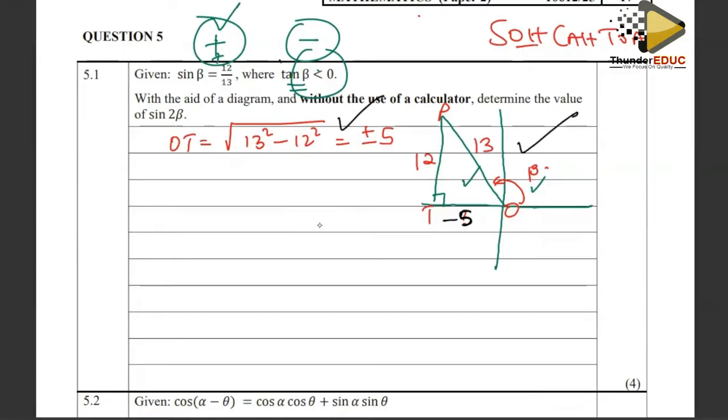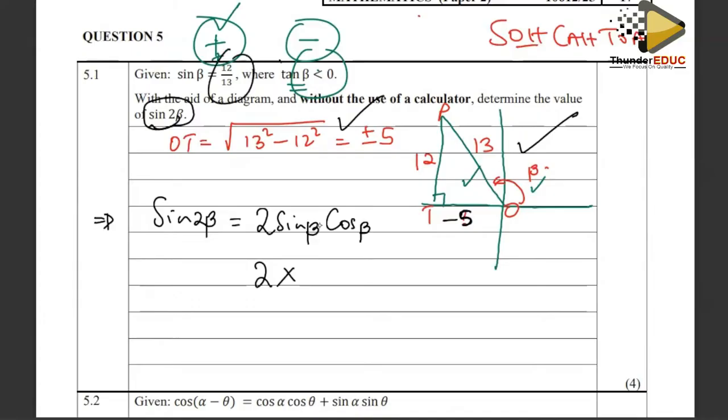Okay, so we move on. They want us to find sine 2 beta. This is the double angle of sine, which can be expanded as 2 sine beta cos beta. Okay, 2 times sine beta, we were given, it's 12 over 13. Cos beta is going to be negative 5 over 13. So 12 times 2 is 24, 24 times 5 is going to be 120, and 13 times 13 is 169.